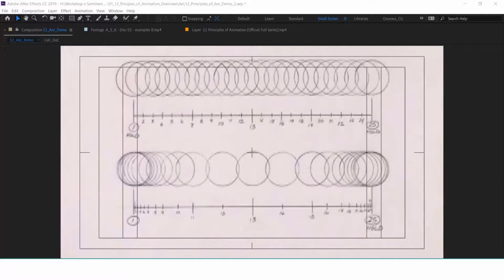So how you arrange them matters. If you have them closer to each other, right, they will look very smooth as compared to when they are wider apart. So when they are arranged closer, it gives that sense of ease. There's the ease movement happening.